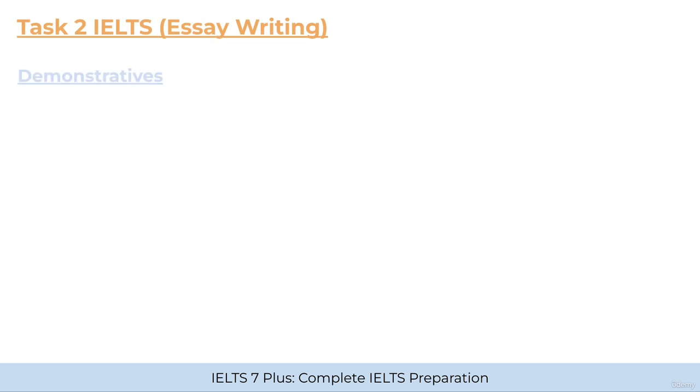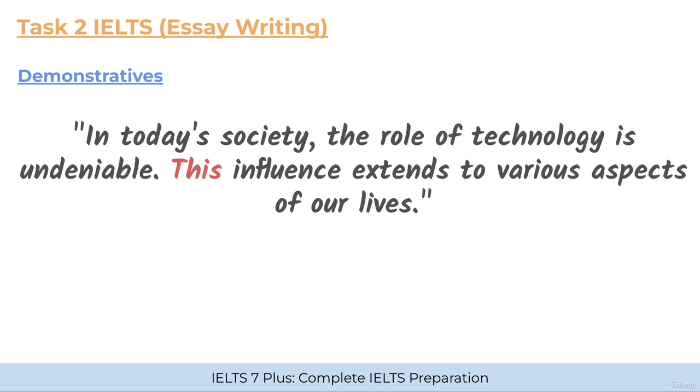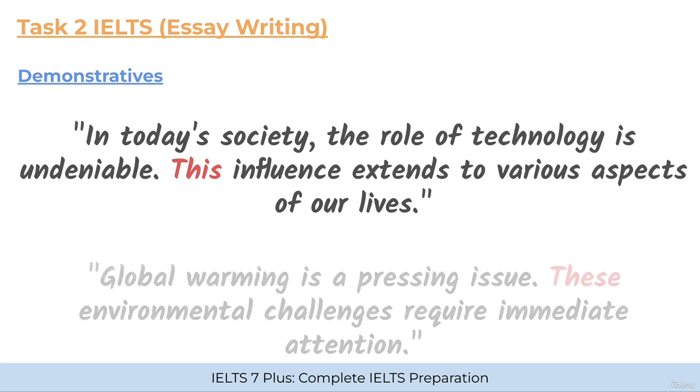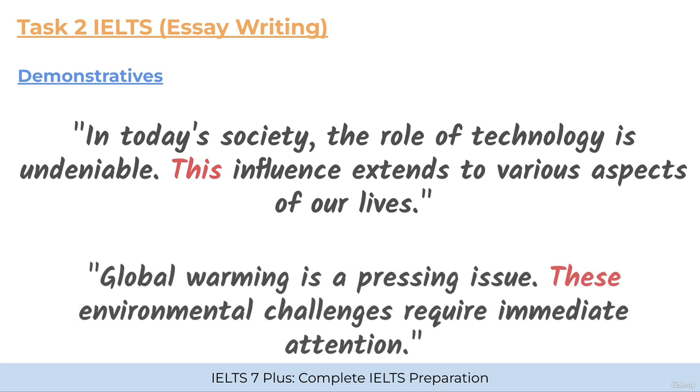Okay, task 2. For demonstratives, you could say something like, in today's society, the role of technology is undeniable. This influence extends to various aspects of our lives. This referring to the role of technology. Global warming is a pressing issue. These environmental challenges require immediate attention. So this and these.